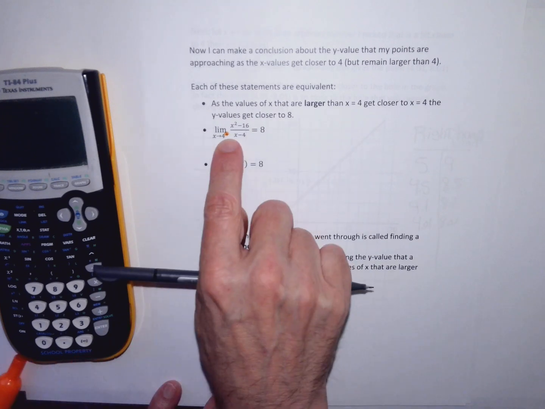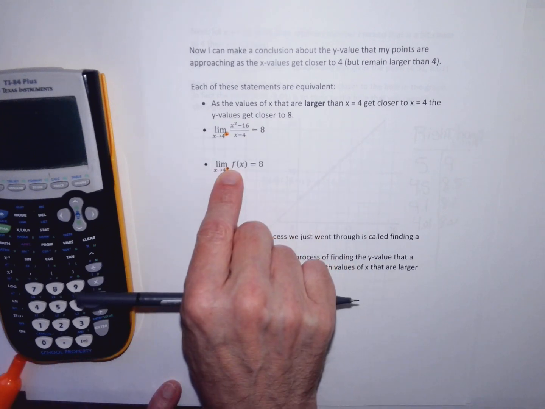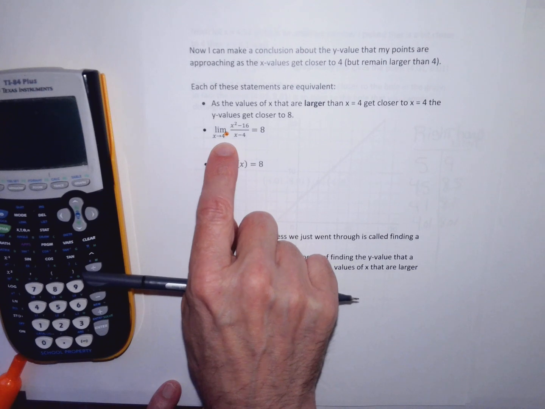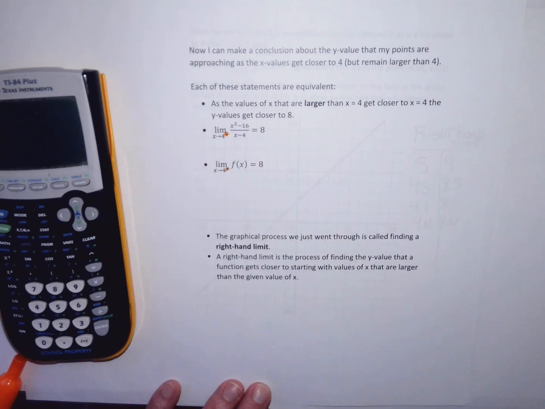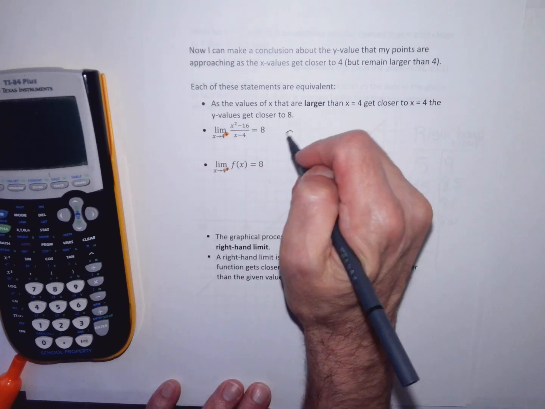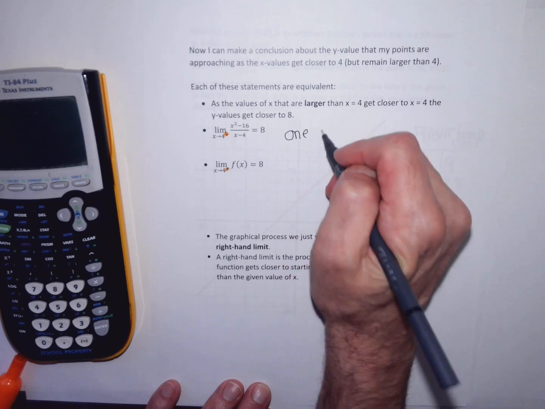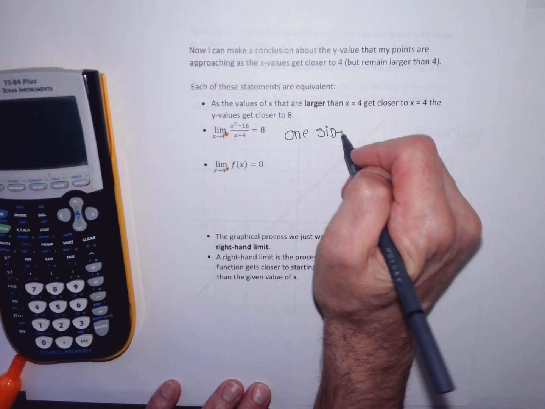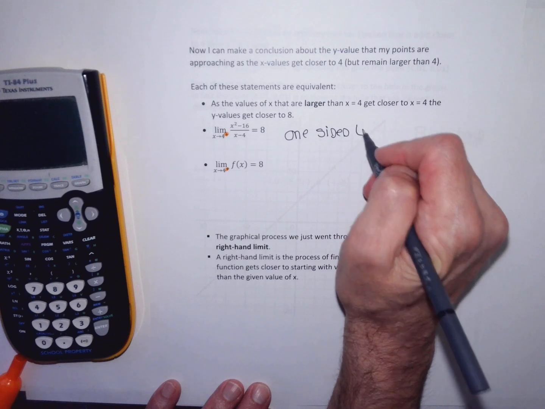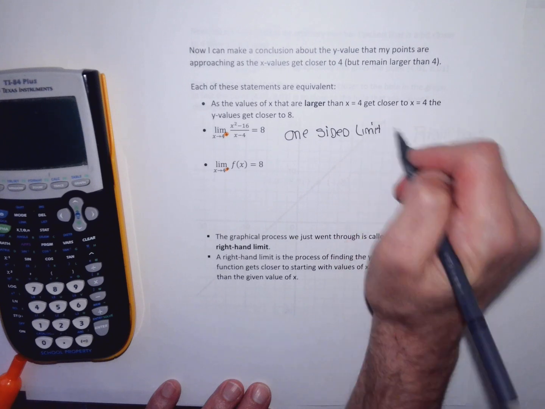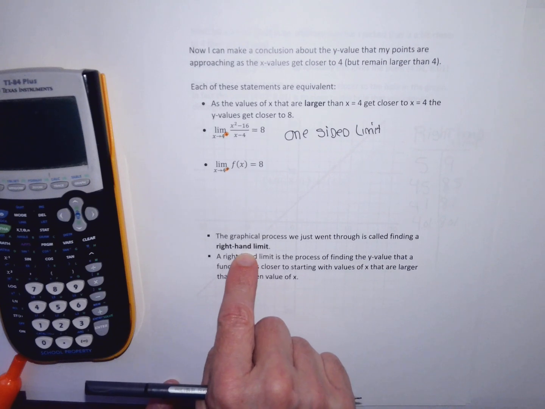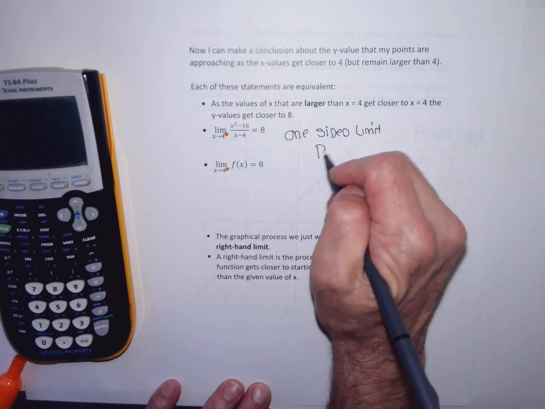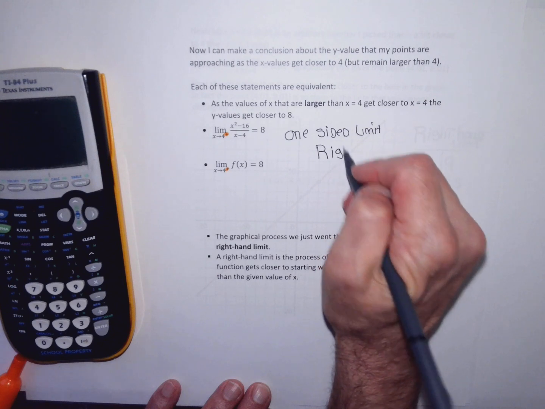When I put a little plus sign with the limit, that means the numbers that I'm testing are bigger than 4 in this case. When I put the minus, the numbers I was plugging into the function had to be less than 4. This is also another one-sided limit because I was only plugging in numbers that were bigger than 4. And because the numbers were bigger than 4 as opposed to less than 4, it's specifically called a right-hand limit as opposed to a left-hand limit.